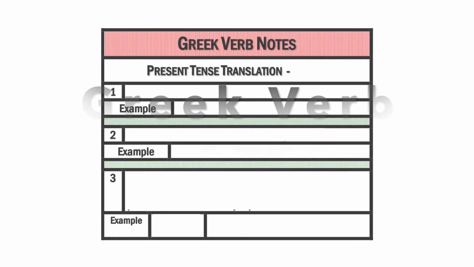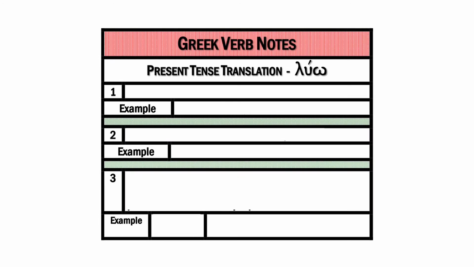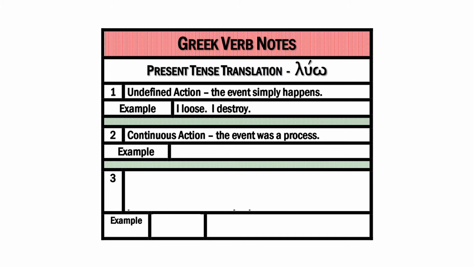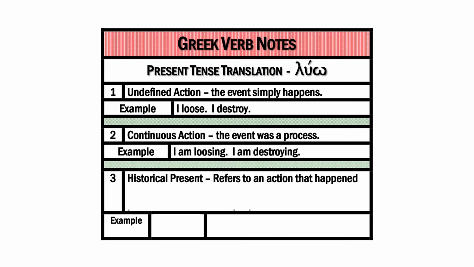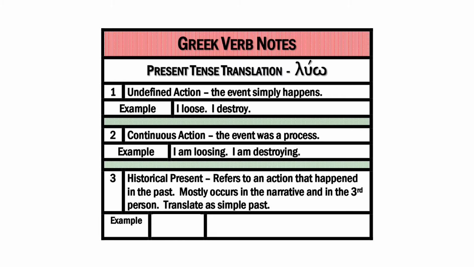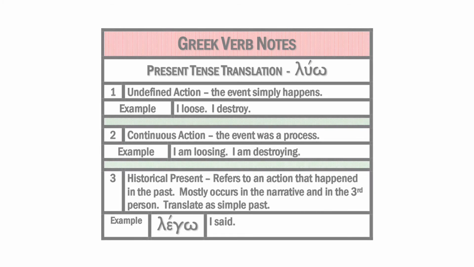Some Greek verb notes on the present tense translation of luo. When it's undefined action, the event just simply happens, meaning I loose, I destroy. When it's continuous action, the event has a process. I am loosing, I am destroying. Historical present refers to an action that happened in the past. Mostly occurs in the narrative and in the third person. Translate as a simple past. For example, the word lego, which we simply translate as I said, or legei, as in he said.